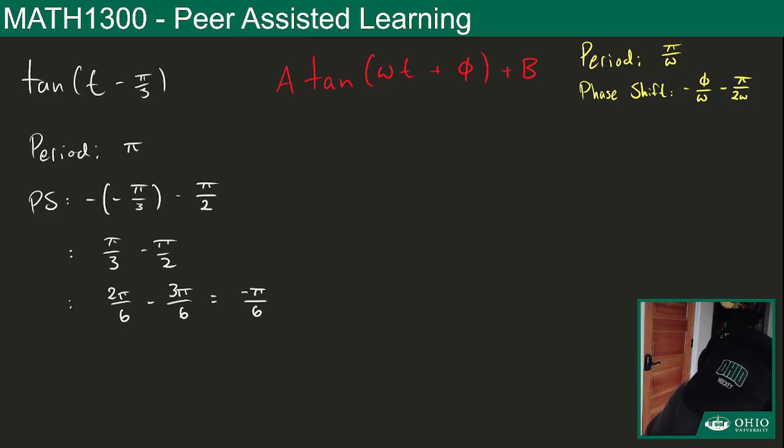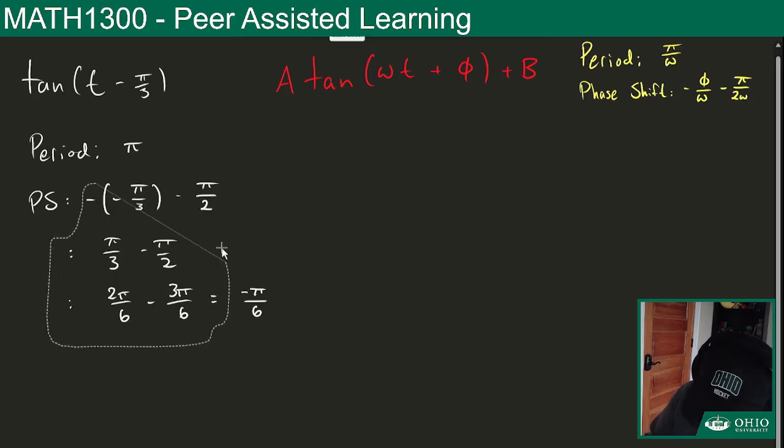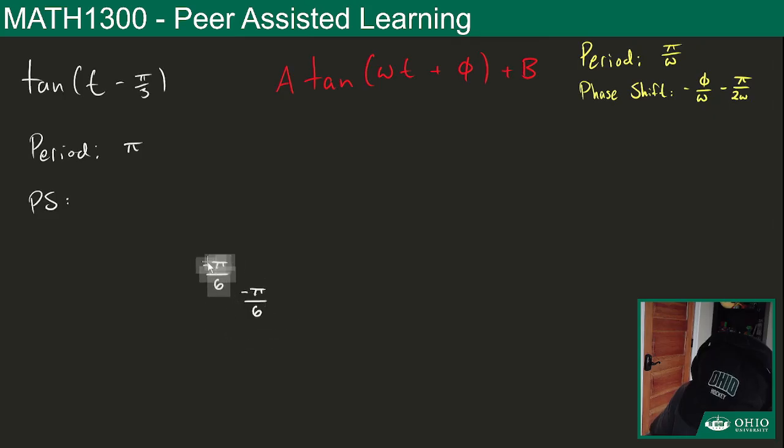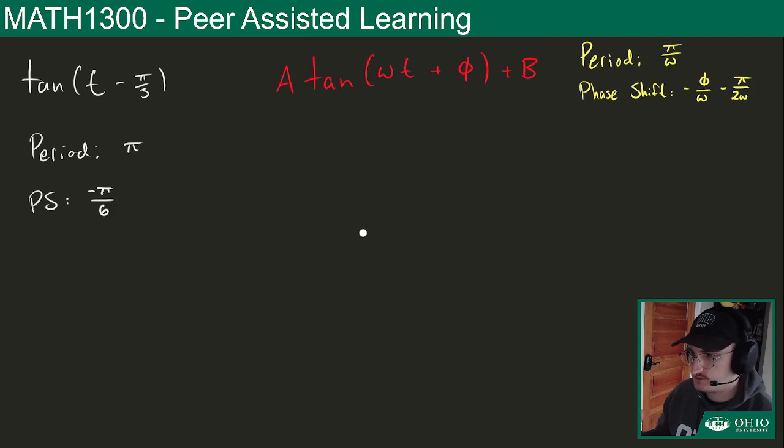Okay, so now let me make a little bit of room by removing my scratch work. Our phase shift is negative pi over 6, and then amplitude and baseline are just the standard values. Similar to what we did with sine and cosine, I know my starting point for the fundamental cycle of tangent starts at my phase shift, and then if I add one period, that's my ending point. So my starting point is negative pi over 6.